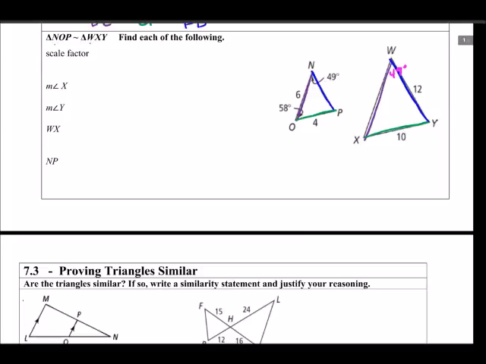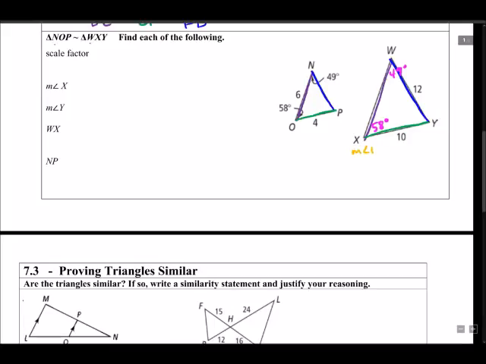And I know that angle O is the same as angle X. Well, I know angle O is 58, so angle X has to be 58 degrees. And I know P and Y are the same. I don't know either one of those, but you know what? Bet we can find it.